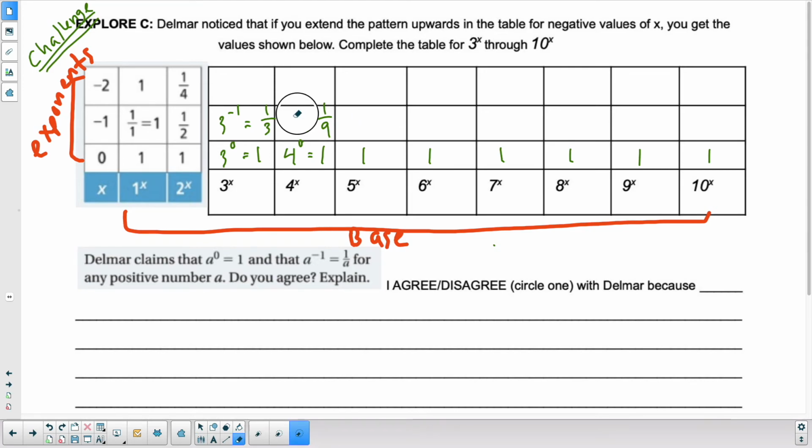Sorry guys, I went the wrong way. I should have put that here because our exponent is -2. Would be 1/9. So let's see what happens with the base of 4.